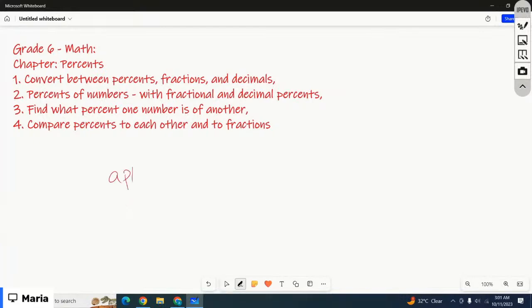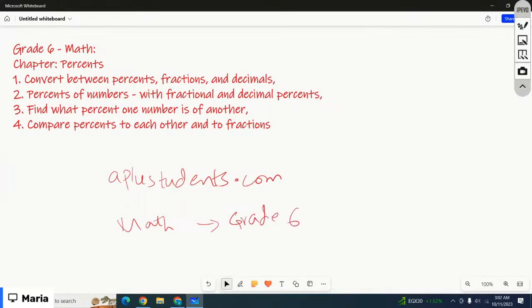So you can find all the lessons on aplusstudents.com. You have to log in there using your email address and password as provided by the administrator. Then you have to select math from the subject tab. Scroll down to grade 6 and then click on view all lessons. So there you can find a list of the chapters.